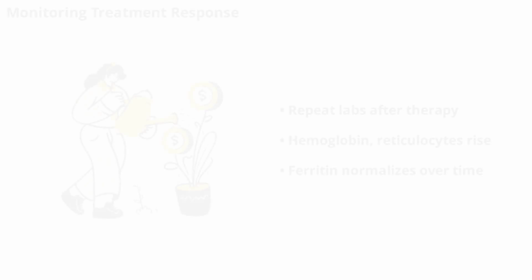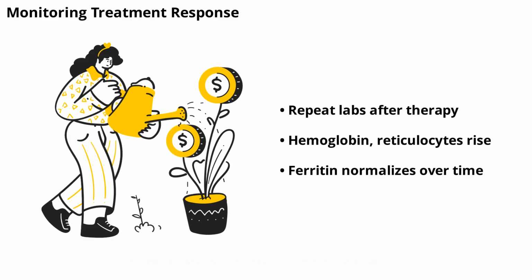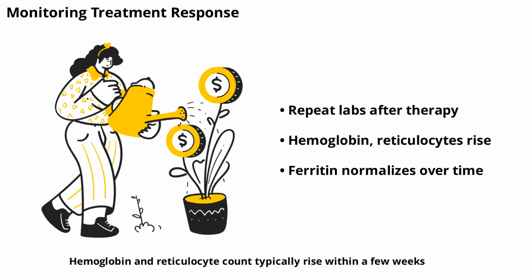context. After starting iron therapy, laboratory tests are repeated to monitor response. Hemoglobin and reticulocyte count typically rise within a few weeks, while ferritin levels gradually normalize. Ongoing monitoring ensures that treatment is effective and helps detect any recurrence of iron deficiency.